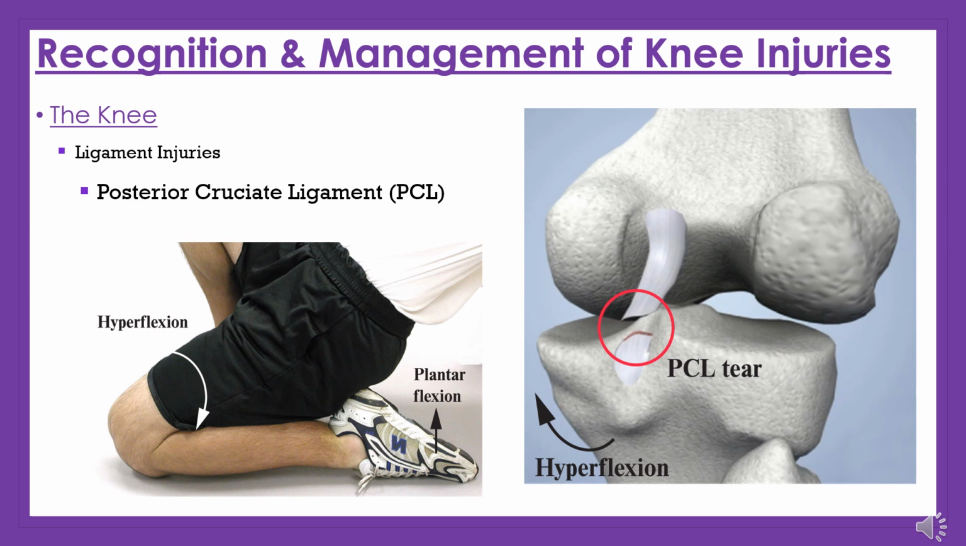PCL strains are not extremely common, but they should be recognized when they occur. Typically, they're going to be from an athlete hyperflexing their knee with some sort of rotation. These ligaments should be treated the same as with any of the other ligaments: compression, ice, rest, and referral. Okay. Unlike the ACL, if we have a high-level athlete that does rupture their PCL, they can still typically do pretty well without any sort of surgical intervention. So these don't always need to get fixed.